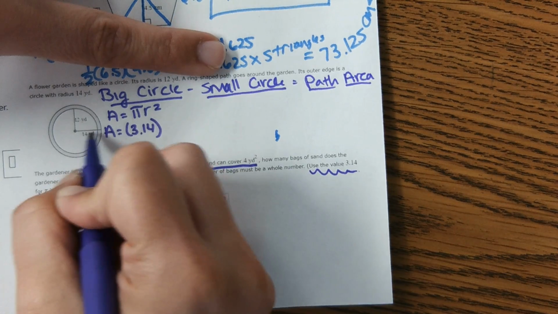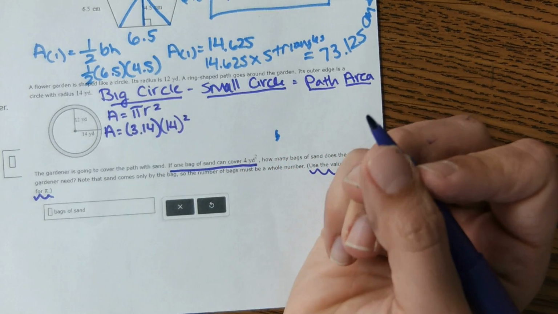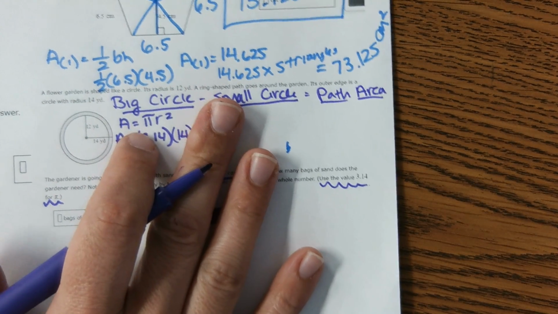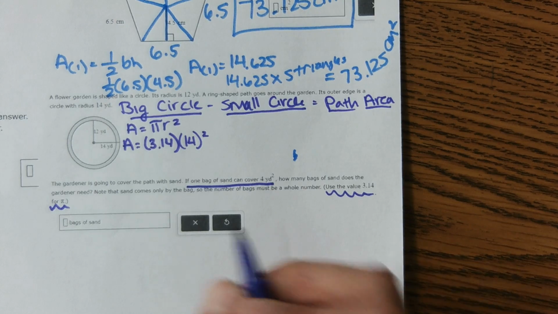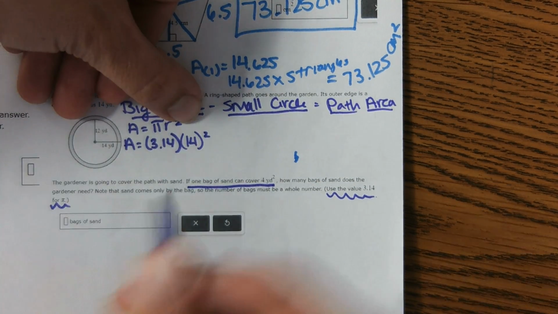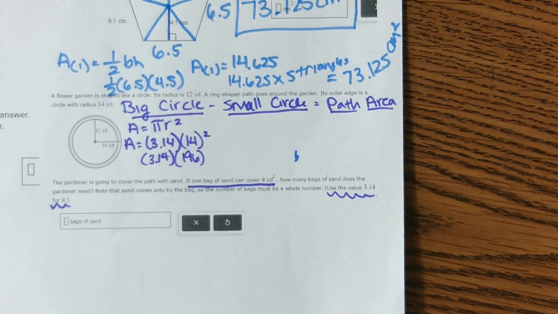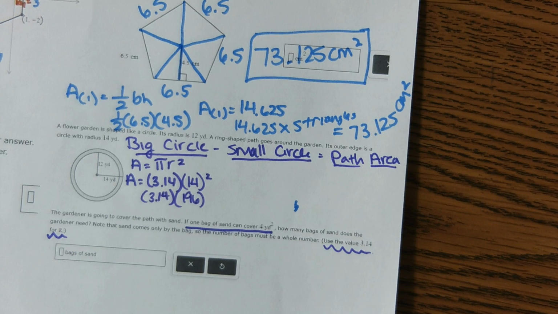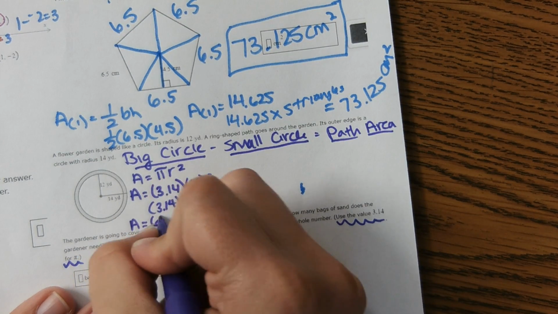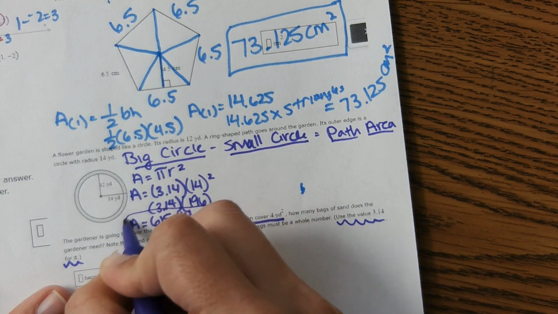The radius of the big circle is 14. So square that. Be careful because some of these problems, it gives you diameter instead of radius, so you have to be careful with that. Okay, and then 14 squared, we have to do the exponent first. 14 squared is 196 times 3.14 comes out to, never mind, cheat sheet here, it comes out to 615.44 yards squared. So that's the area of the big circle.